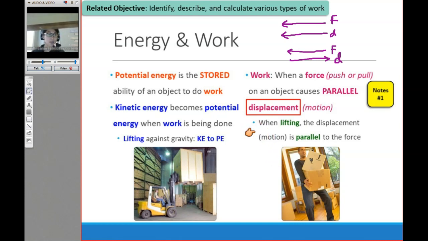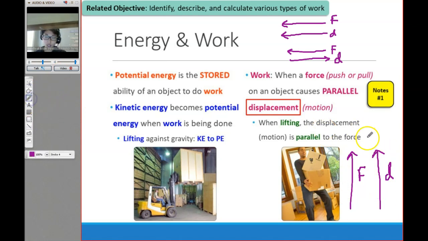Okay, so for example, when you lift something up off of the ground, the displacement, its motion, is parallel to the force. So when we're lifting, which way is our force going? Tell me in the chat box. Yes, so your force goes up. And when these boxes are being lifted, which direction are the boxes moving? Yeah, the boxes are also moving up. So your displacement, the motion, is also upwards. So those are parallel, and so work is being done.